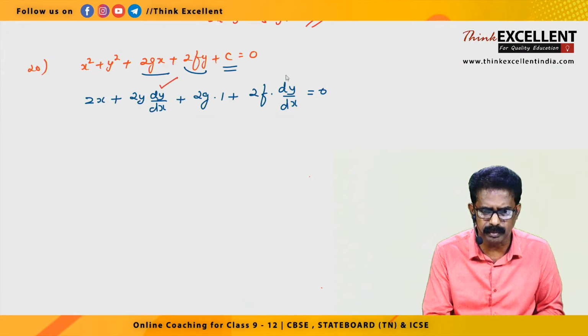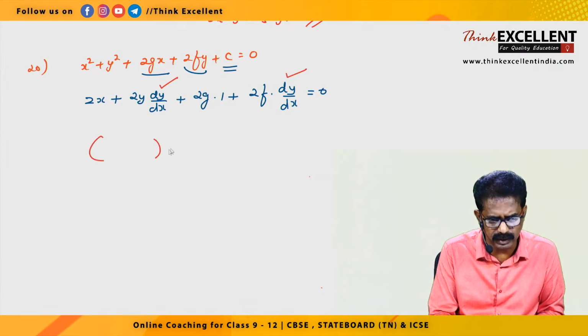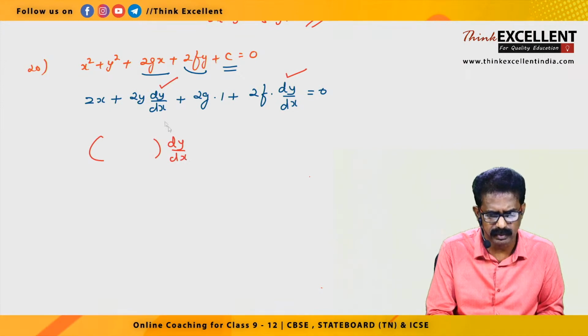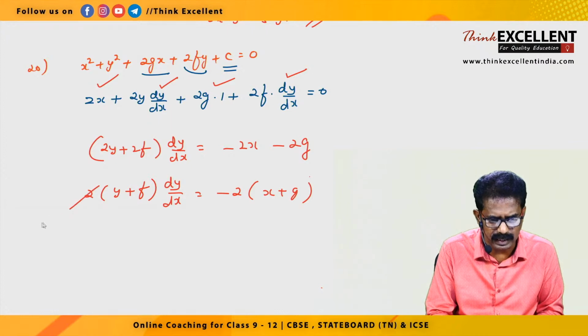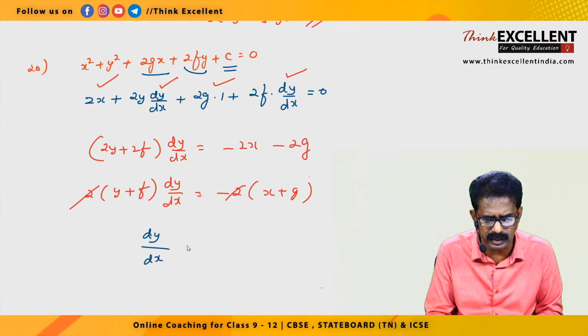Now you have to find dy by dx from these two terms. So from that, take dy by dx common, what you are getting is 2y plus 2f. 2y plus 2f. Take the other two terms to the right side: 2x and 2g become minus 2x minus 2g. Here also you can take a 2 outside. y plus f into dy by dx is, here you take minus 2 common, x plus g, right? So cancel 2 on both sides. So dy by dx is equal to minus x plus g by y plus f.